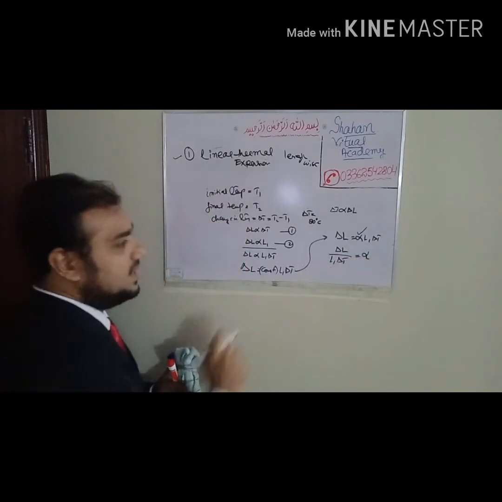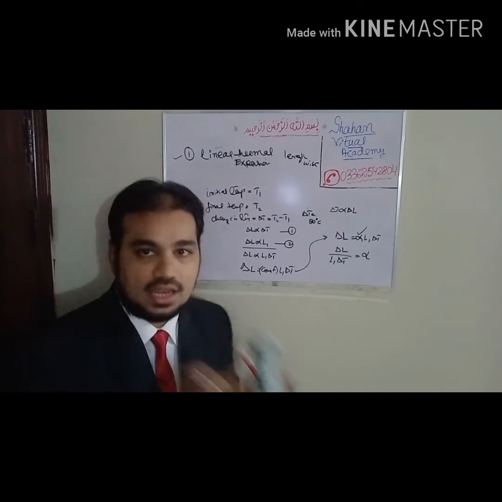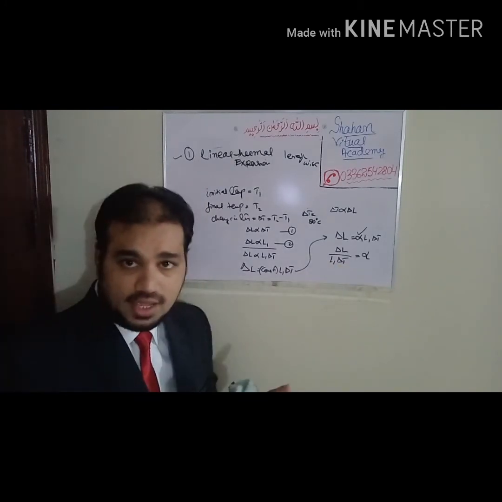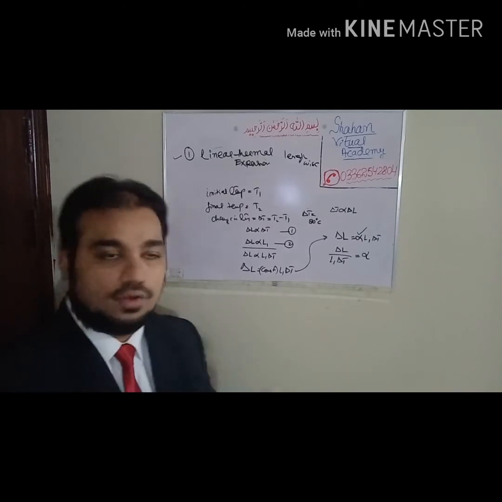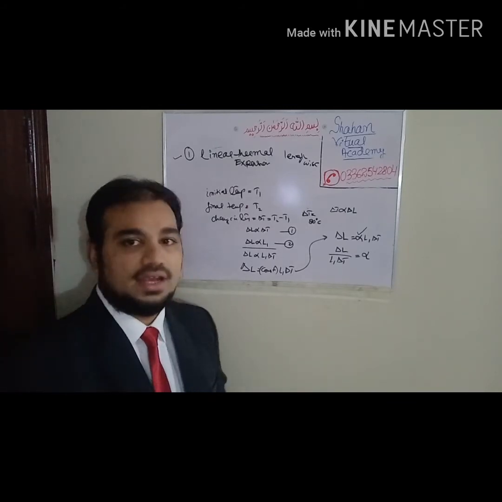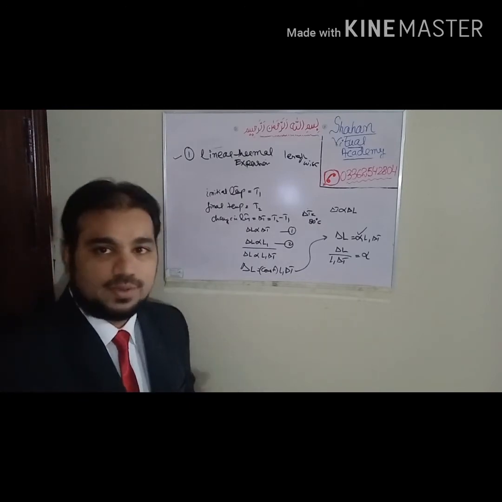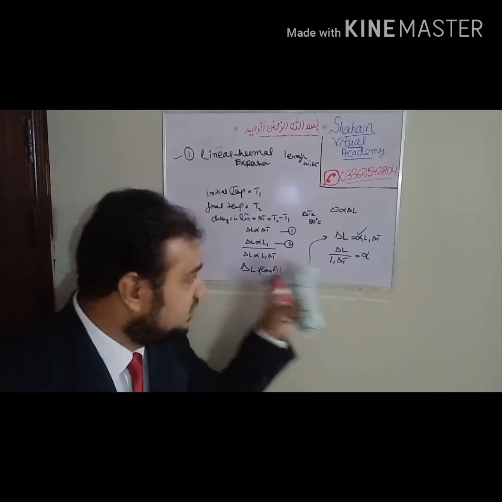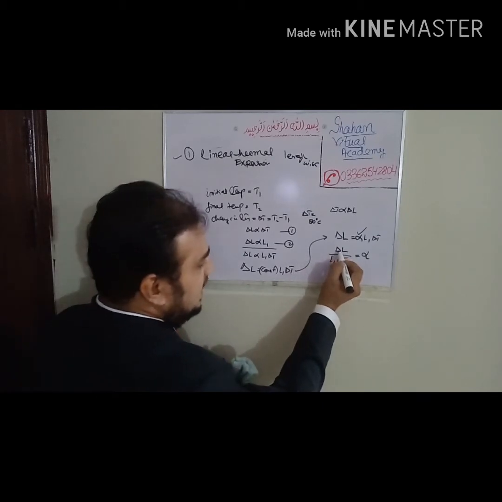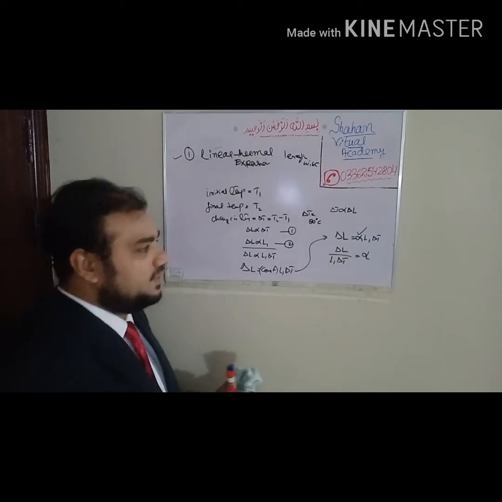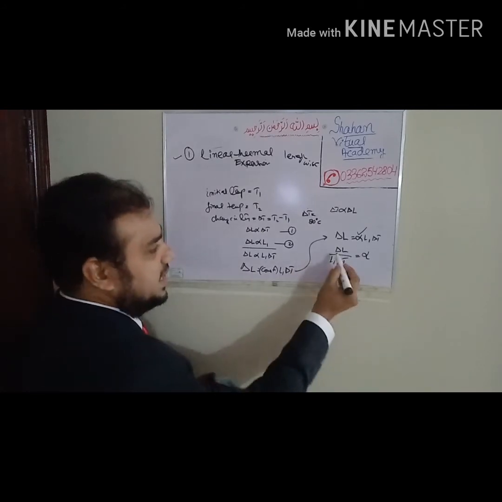Basically, alpha is the coefficient of linear expansion. It is the constant of proportionality, and this proportionality is called the coefficient of linear expansion. And how can we define it? We can define the coefficient of linear expansion with respect to its definition. What is its definition? Delta L. So the coefficient of linear expansion is the change in length.